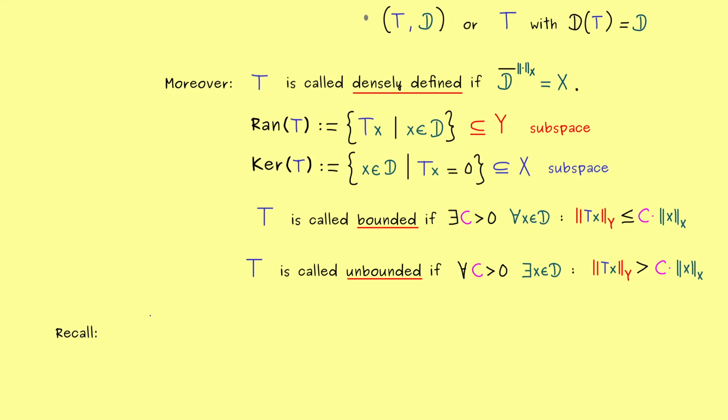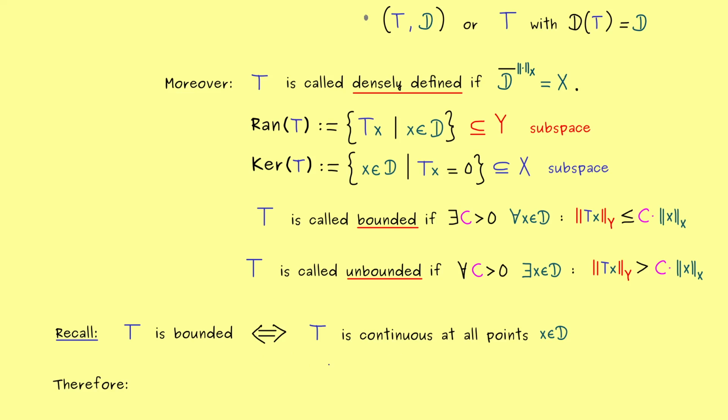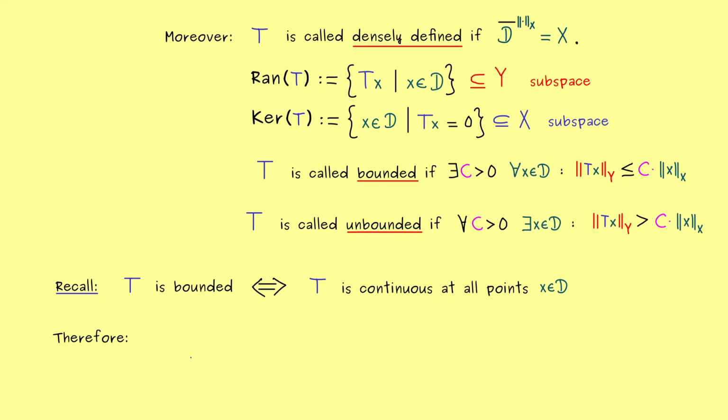However, here I first want to recall an important equivalence from the functional analysis course. Namely, a linear map is bounded if and only if it's continuous at all the points in the domain. So you see, for operators, the terms boundedness and continuity are connected in this way. Therefore, unbounded operators, as we want to consider them in this course, are not continuous at all. Indeed, an unbounded operator has to be discontinuous at all points. So this is important to remember. Unbounded means not continuous at all.